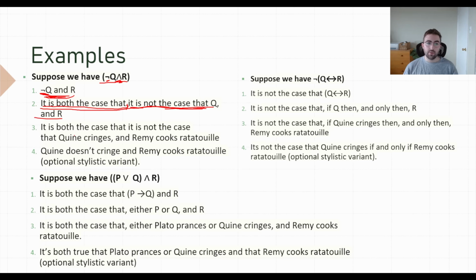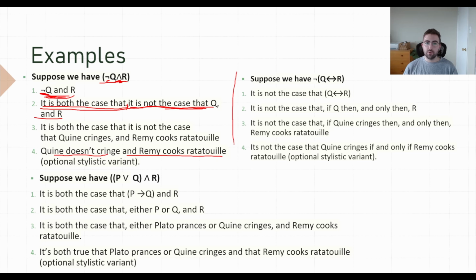And then we only have letters left, so we translate those into English using our scheme of abbreviation. And we have this awful, ugly sounding sentence. It is both the case that it is not the case that Quine cringes and Remy cooks ratatouille. Right. And then we can do this optional stylistic variant to make the English sound a lot better, which is just Quine doesn't cringe. It's not the case that Q and Remy cooks ratatouille. Right. So this is explaining everything.